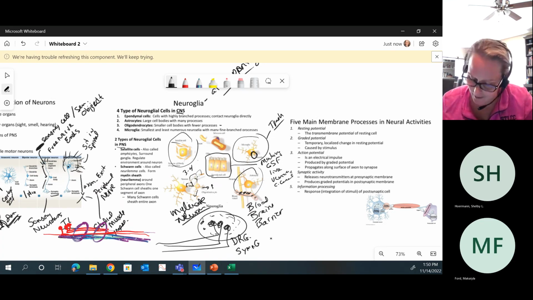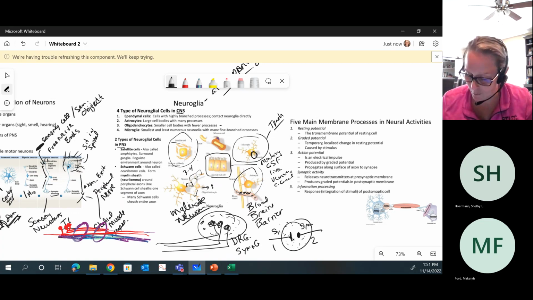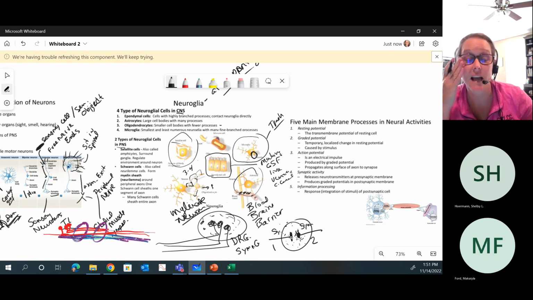So any place where we have one neuron synapsing with another, like where the sympathetic neurons have the first one in the pathway and the second, that is going to be a place where we're going to have lots of satellite cells because it needs to protect the cell body of the neuron receiving the message, and it needs to protect the terminating ends of the axon that's giving the message.